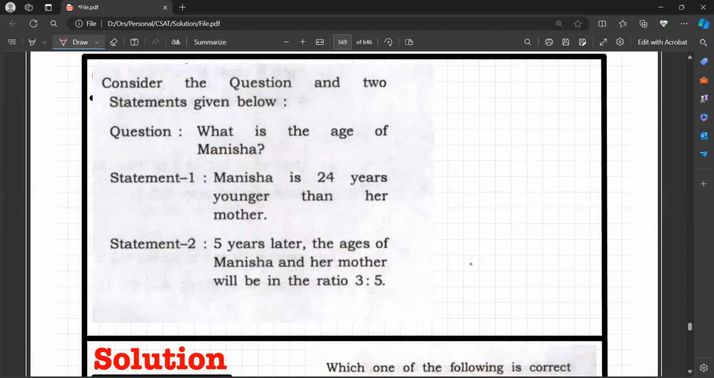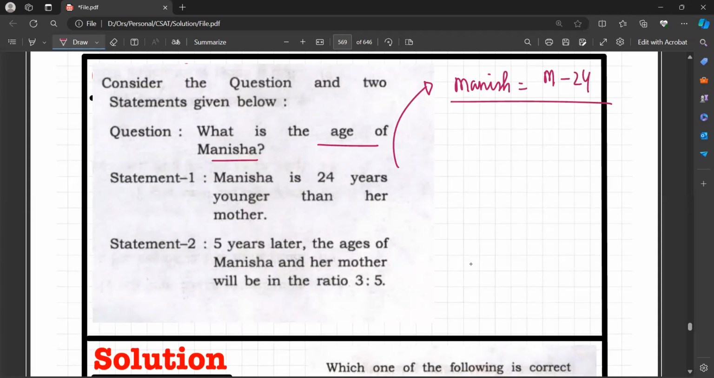Consider the question and 2 statements given below. What is the age of Manisha? Let us consider statement number 1. Manisha is 24 years younger than her mother. This is Manisha, 24 years younger than her mother. Mother minus 24. Can you find the age of Manisha? No. Why? Because we have two variables, two unknowns. So we need two equations. Not possible. Can I use the second one only? Let us use statement 2 only.